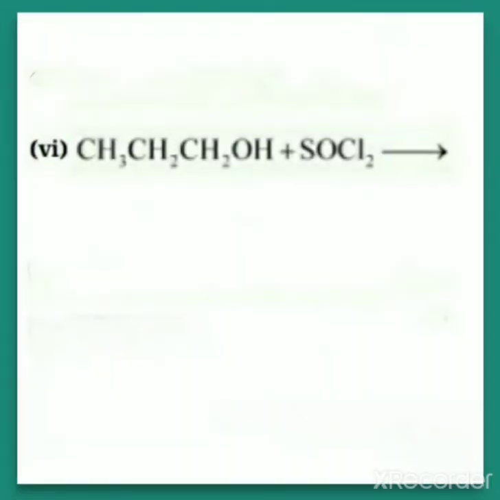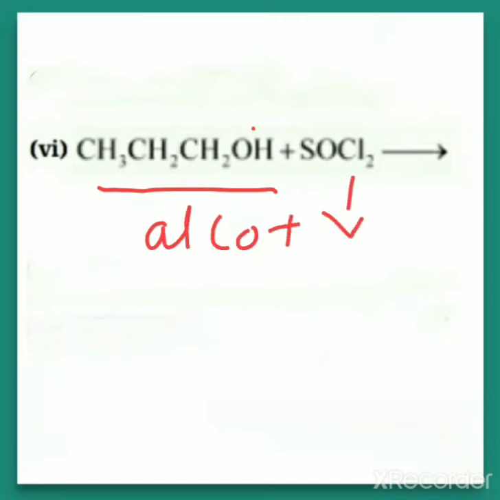Next problem. First of all, identify the reactant. What is this one? Can we call it a haloalkane? No, because there is no halogen here. There is a functional group OH, that is an alcoholic group, present in this. So that means it is an alcohol plus SOCl2. As we have learned, alcohol plus SOCl2 means in the place of OH we have to keep Cl.